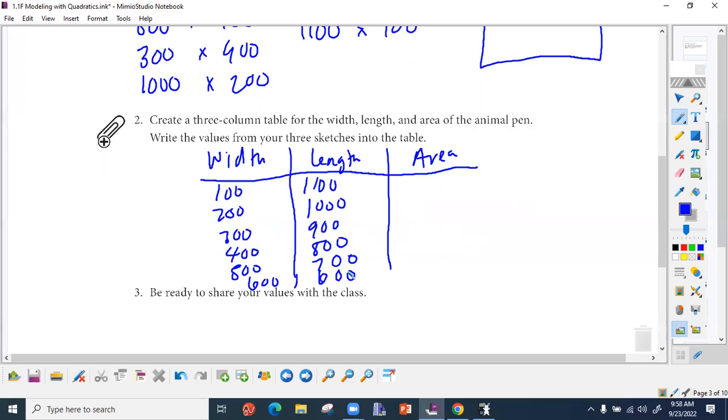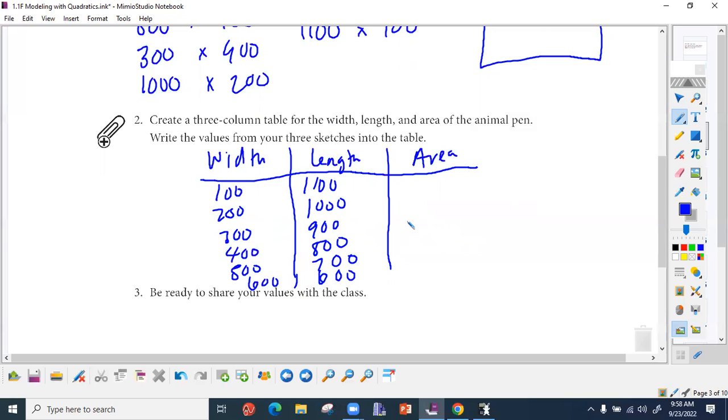Do you see a pattern now? It goes down, but they are pairing up together the entire time. Would it matter if my length and my width values switched? No, it would not. It would just change the direction of my pen. It would not matter if I switched my length and my width.